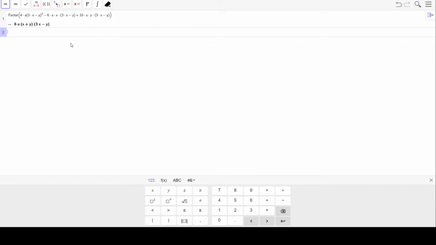So the answer is 6a times x plus y times 3x minus 1. Of course, except the order, everything is the same. So remember that you have this function in GeoGebra as well, because as I told you, factorization of polynomials could be highly non-trivial. But at least you have this opportunity to use GeoGebra's application here as well.